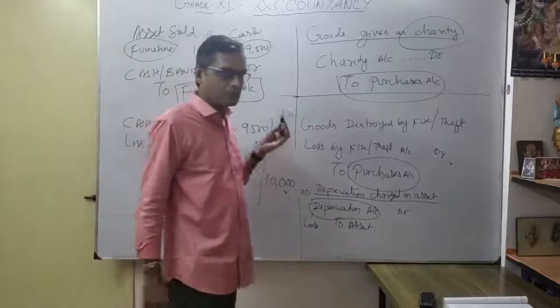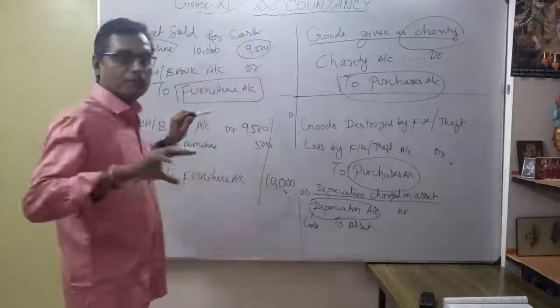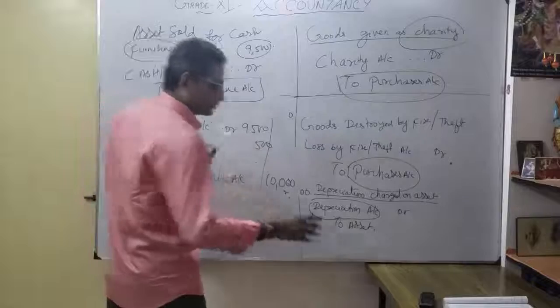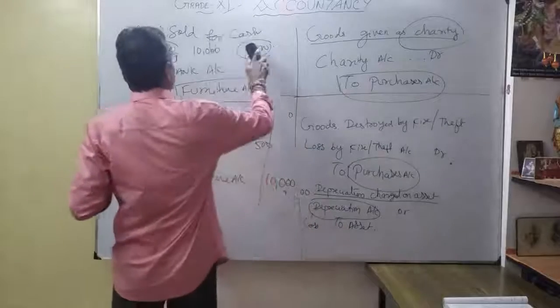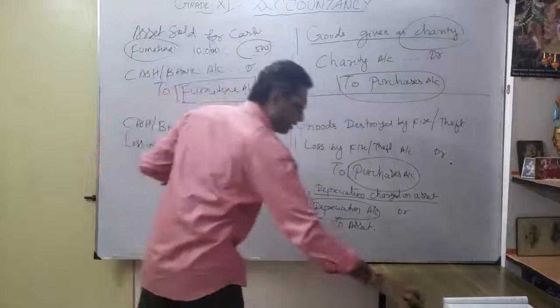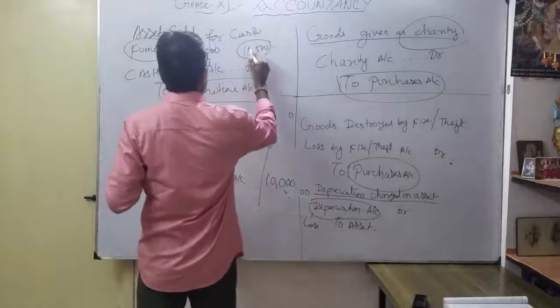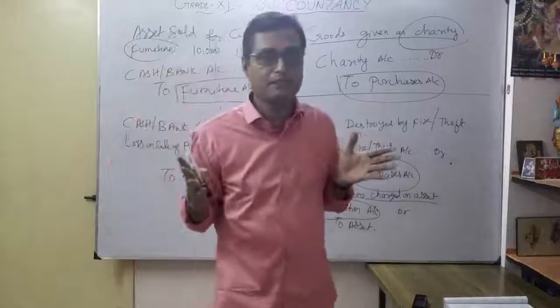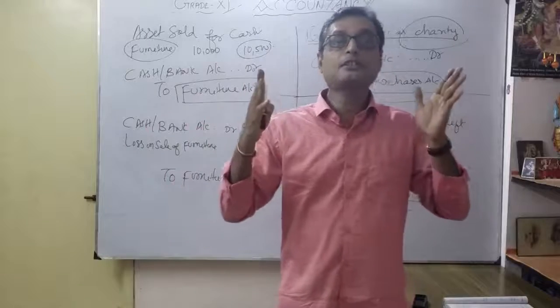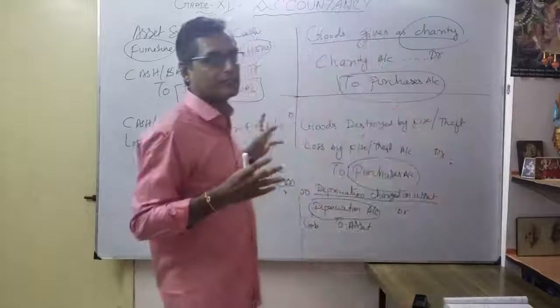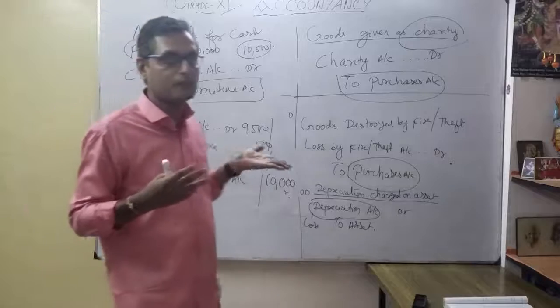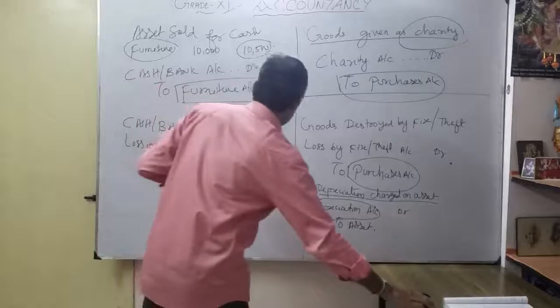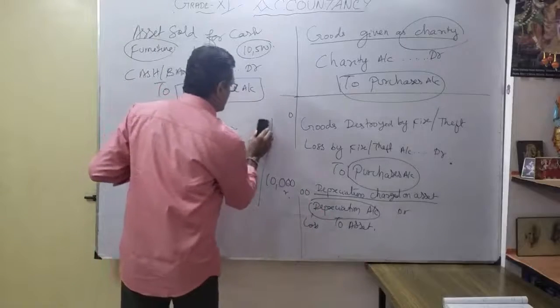You understood? Suppose the same asset becomes a profit. The same 10,000 worth of asset, I am selling for how much? 10,500. Now I am selling more than the cost of my furniture value. So how much do I put here? See, here I put 10,500.